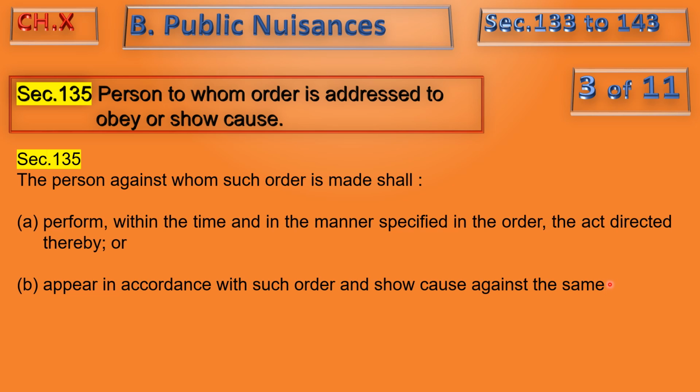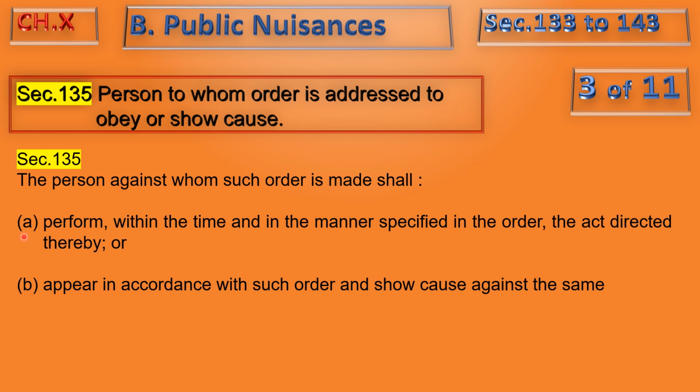See, under section 133, we covered nuisances to be removed by the executive magistrate, how it can be removed with conditional orders. Section 134, we read that notice is to be served. And now we come over here to see that in the notice, we can give two options to the person.